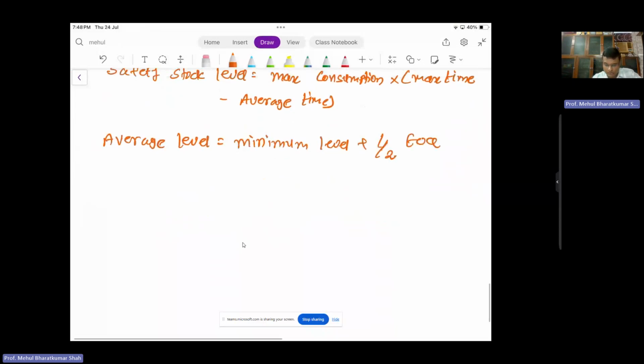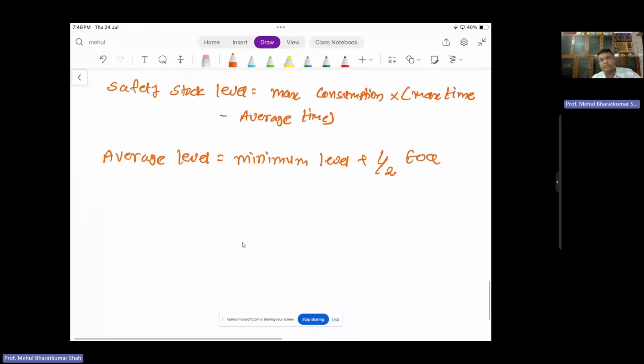Okay, so the formula is on screen. Average level is equal to minimum level plus 1 by 2 EOQ. Now moving on, as we are having consumption and time, three types of consumption are there and three types of time are there. So we'll calculate average time and average consumption. Average consumption, you can use the word uses instead of consumption. Both will work.